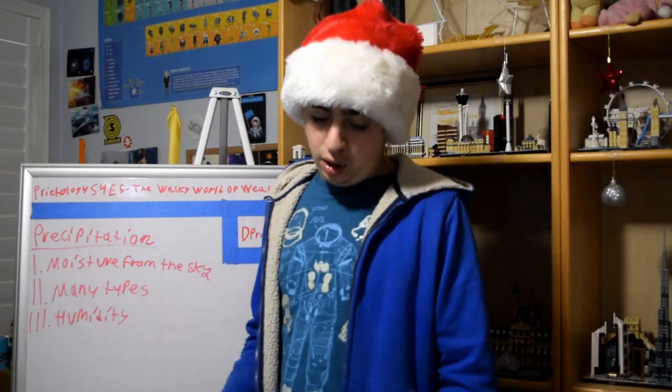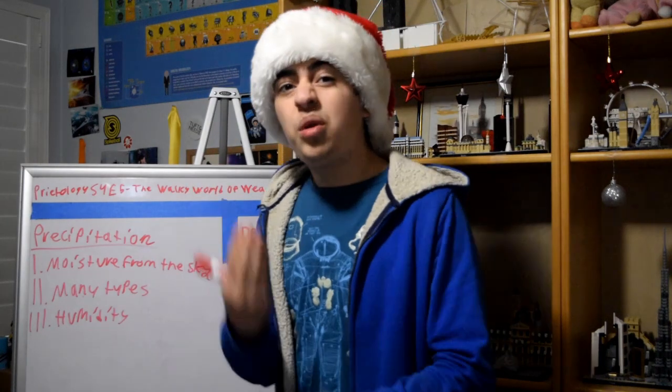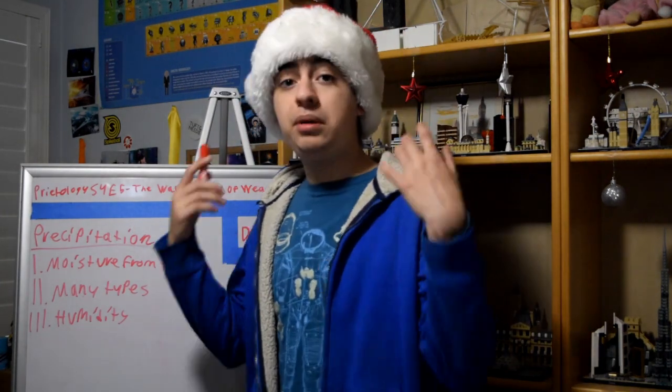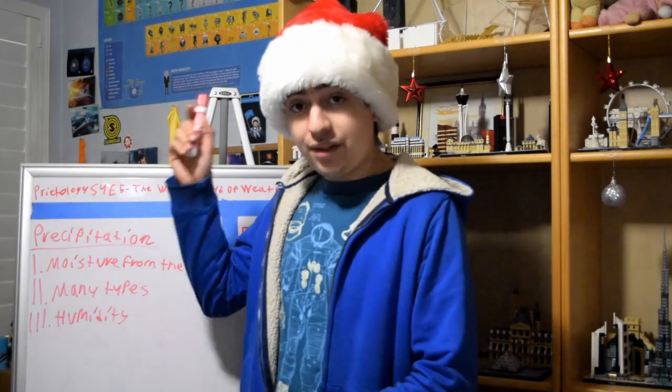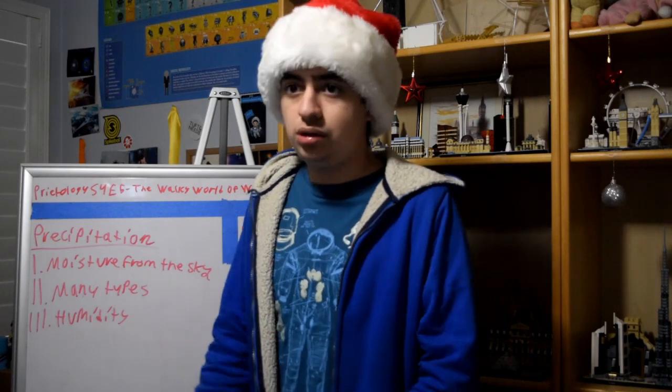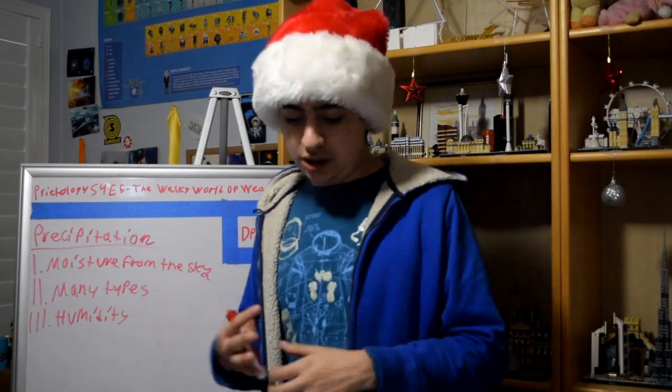Precipitation is the vital part of weather. It is incredibly vital to weather. Without precipitation, there probably wouldn't be weather, because there's no water cycle. And it's the last phase of the water cycle. So precipitation is incredibly crucial for that, and for water in general.